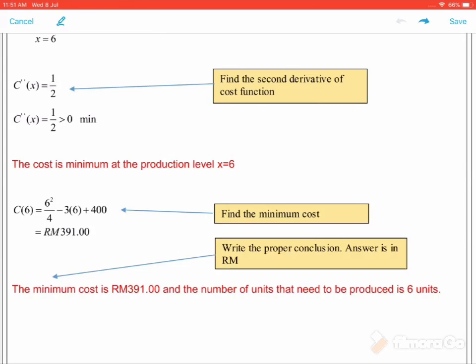For this type of question, we have to follow the requirement of the questions. If the question requests the cost function, we have to find the cost function after we get the x.